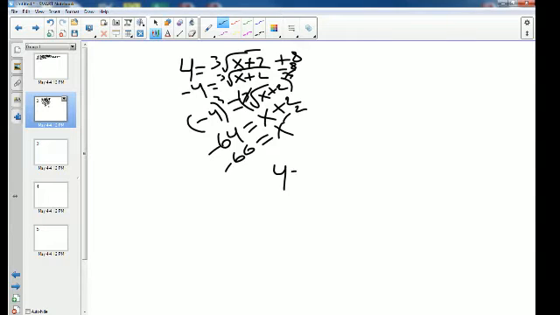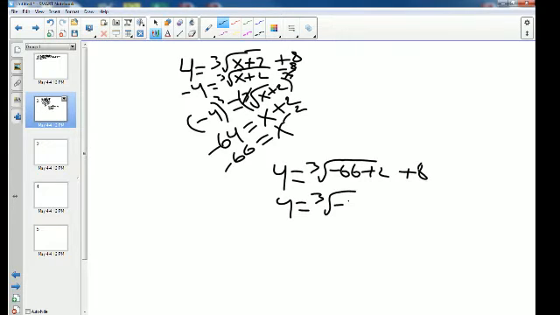So then we'll get 4 equals cubed root of negative 66 plus 2, plus 8. This becomes 4 equals cube root of negative 64 plus 8. Cube root of negative 64, as we found out earlier, is negative 4. So negative 4 plus 8 equals 4. So 4 equals 4. You just verified this problem and you are done.